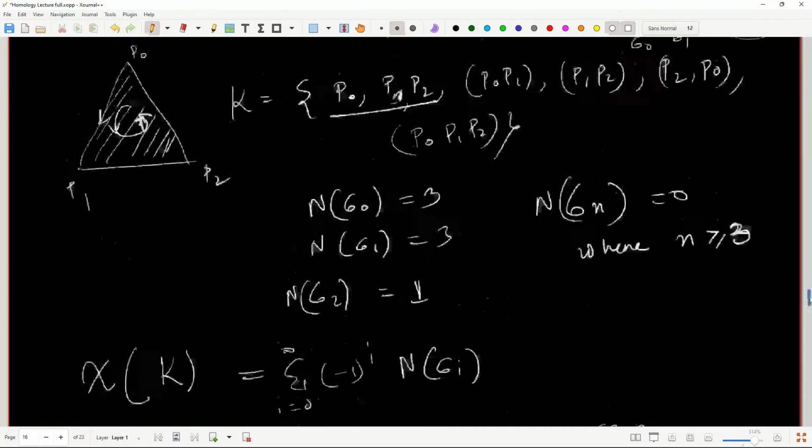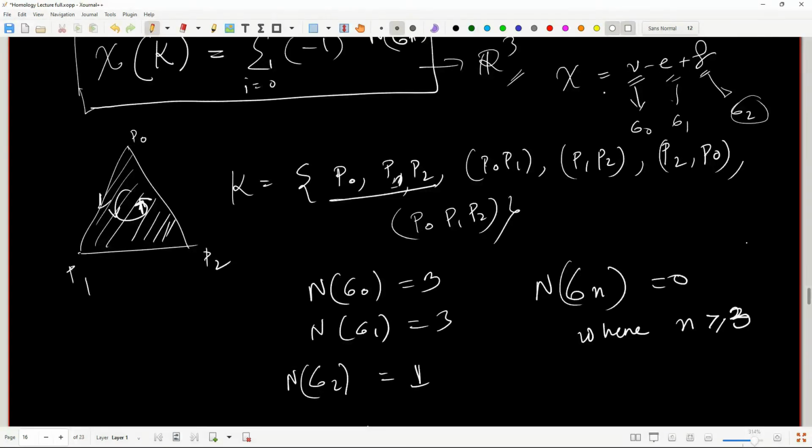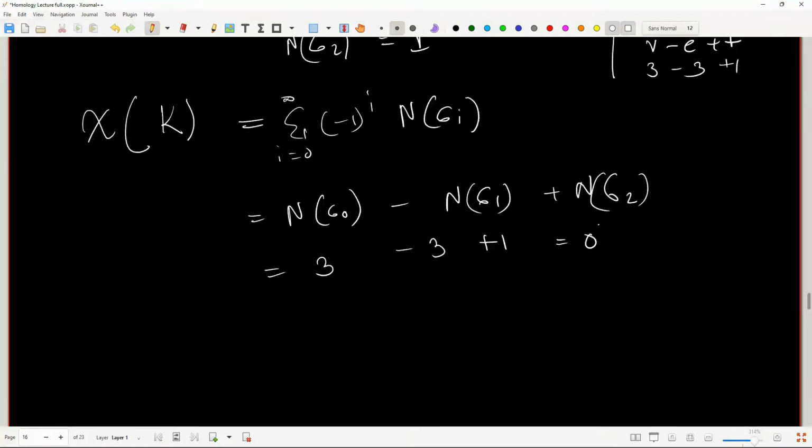And you can easily compute the Euler characteristic with this vertices minus edges plus faces. How many vertices are there? 3 vertices. How many edges are there? 3 edges. How many faces are there? 1. And you see that these two agree. Okay? Oh, I wrote it as 0. No, it's not 0. Sorry, it's 1. My mistake. And you know that this triangle is actually homeomorphic to a solid disk as well, right?